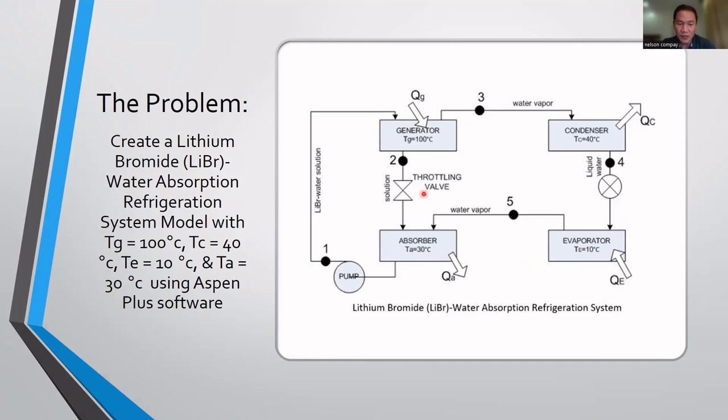In this presentation, we are going to find a solution to the problem, which states that we need to create a lithium bromide water absorption refrigeration system model with generator temperature of 100 degrees Celsius, condensing temperature of 40 degrees Celsius, evaporator temperature of 10 degrees Celsius, and absorber temperature of 30 degrees Celsius using ASPEN Plus software.